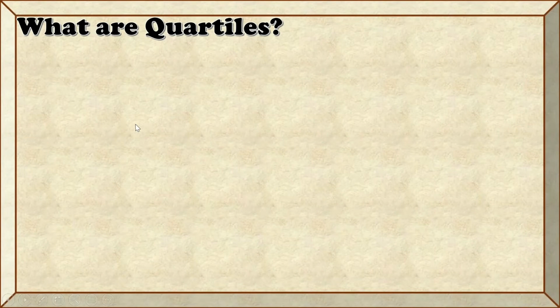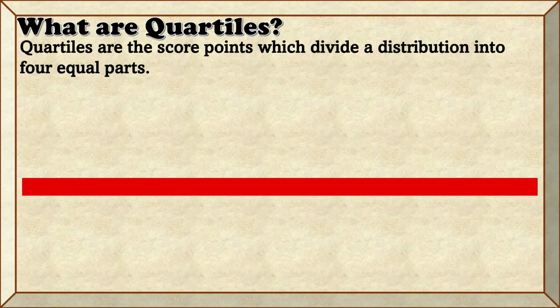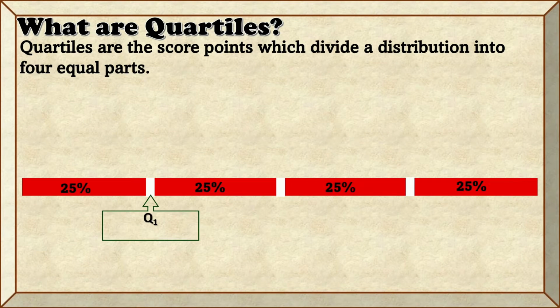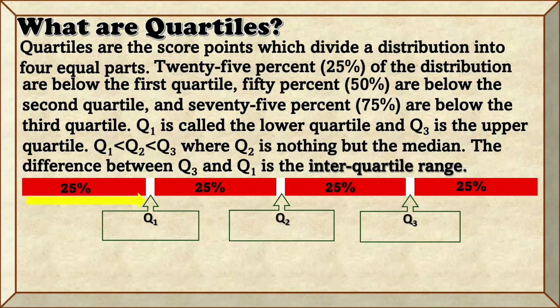What are quartiles? Quartiles are the score points which divide a distribution into 4 equal parts. Consider this rectangle represents the distribution or data that is divided into 4 equal parts. Kaya sa bawat part, meron 25%. We have the first quartile denoted as Q sub 1, the second quartile denoted as Q sub 2, and the third quartile denoted as Q sub 3. 25% of the distribution is below the first quartile, 50% is below the second quartile, and 75% is below the third quartile.